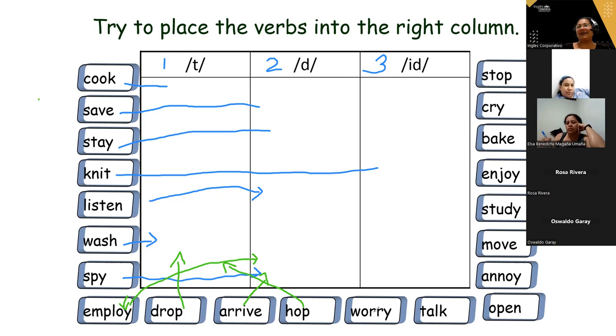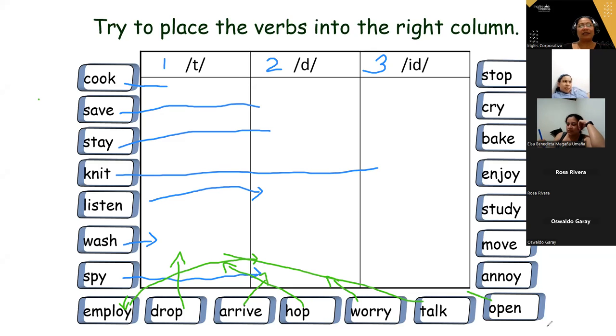Hopped. Worry. Number two. Talk. One. Open. Number one. Number two. One or two? Two. For me, one. Okay, todos los que dicen one: Berta, Osvaldo. One. Okay. Hagan la prueba.